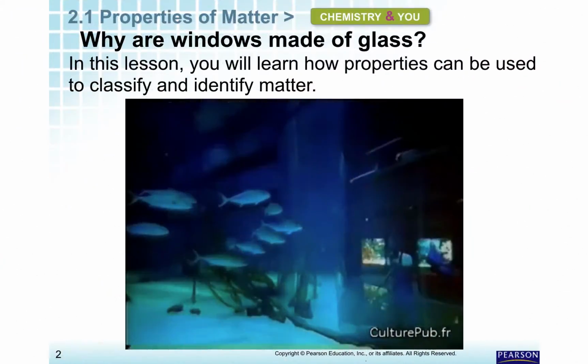Why are windows made of glass? In this lesson, you will learn how properties can be used to classify and identify matter. We talked about glass in Chapter 13. Now we're going to talk about how it's made and what properties it has.